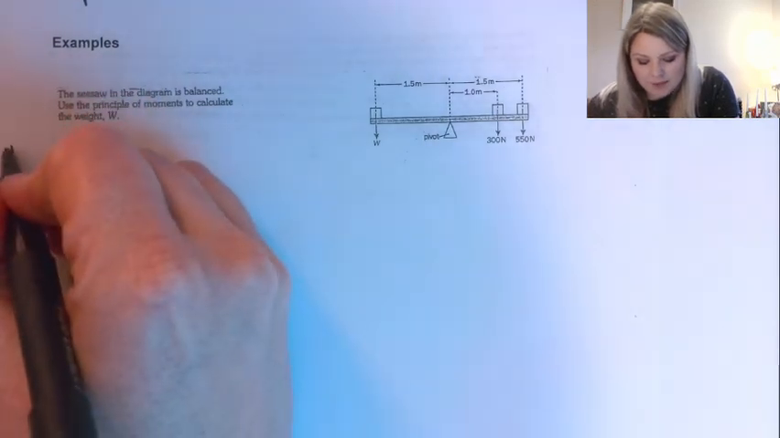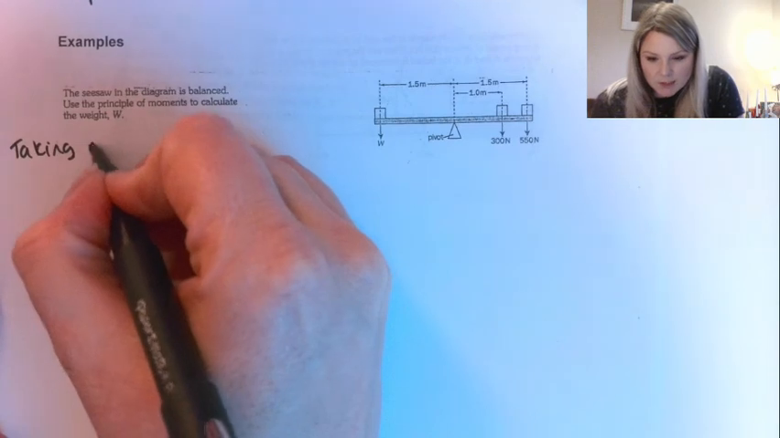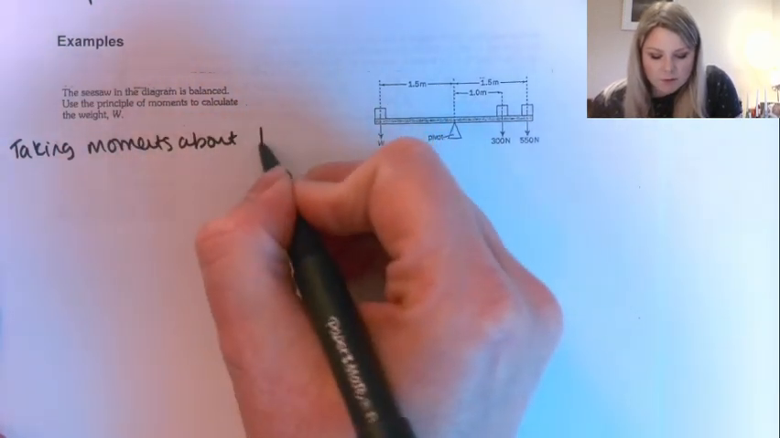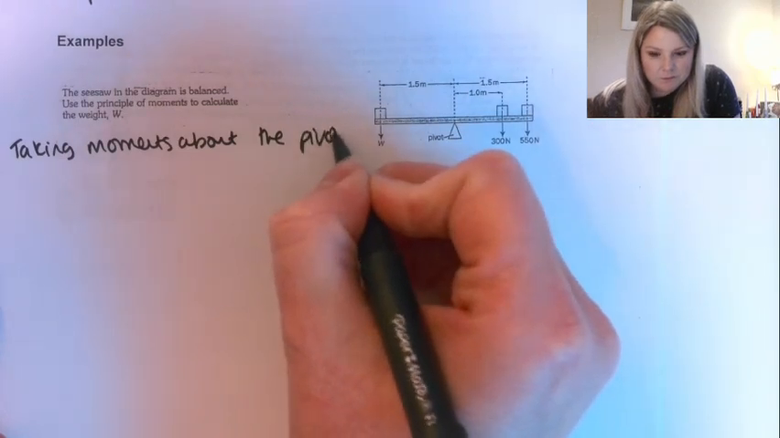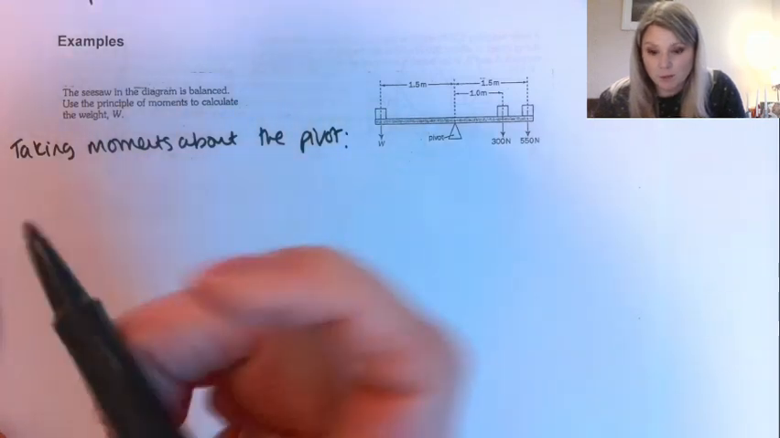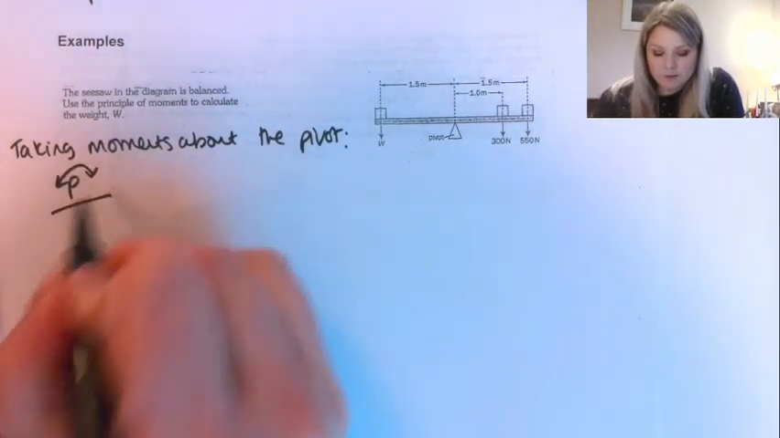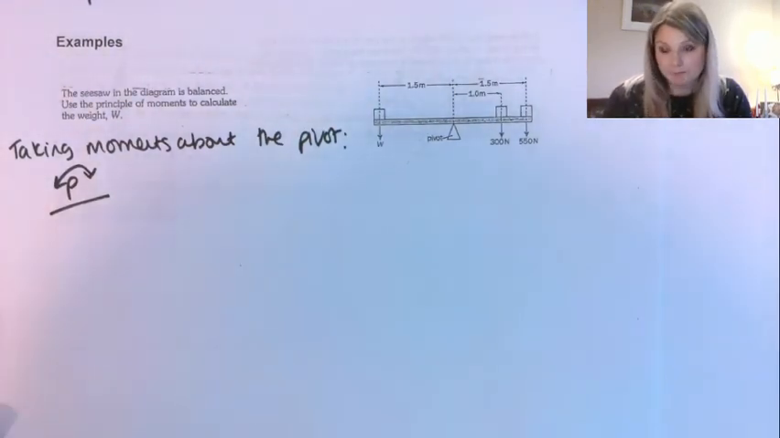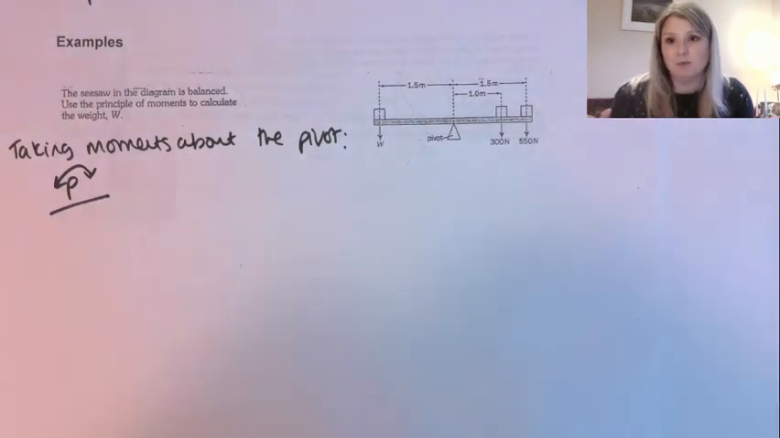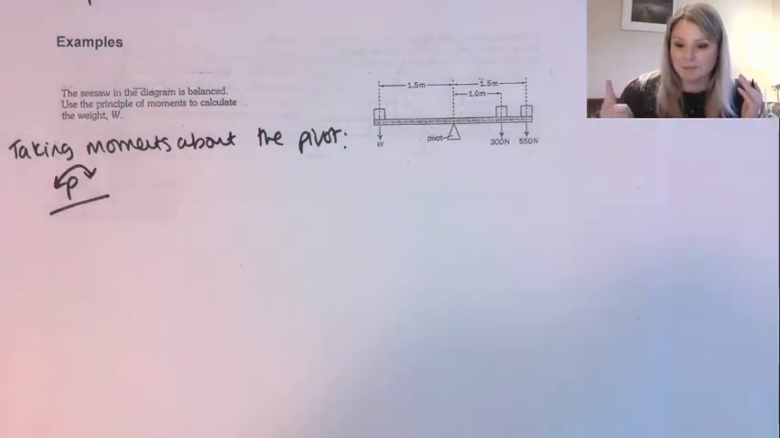So I'm going to write it. I don't normally write it like this, but for our notes we will. So taking moments about the pivot. This sentence in my normal working out I wouldn't put in. What I would put in is just a P for pivot, and then that wee arrow which shows I'm taking moments about that point. Because in a question where you're taking moments about multiple points, it's so easy to get confused, mixed up and mess up on a silly mistake. So let's keep ourselves organized.